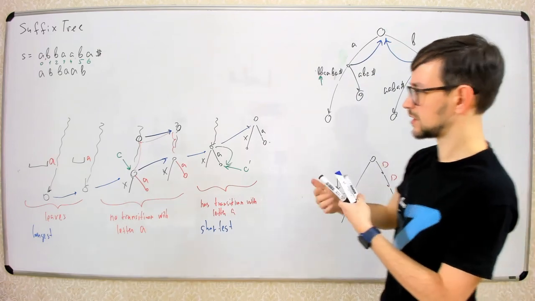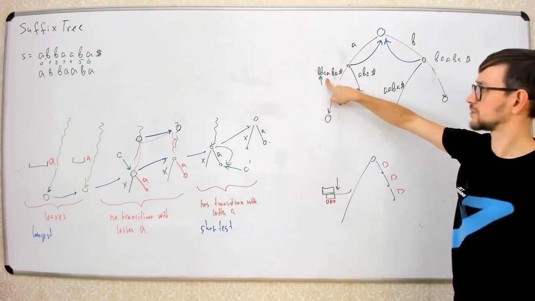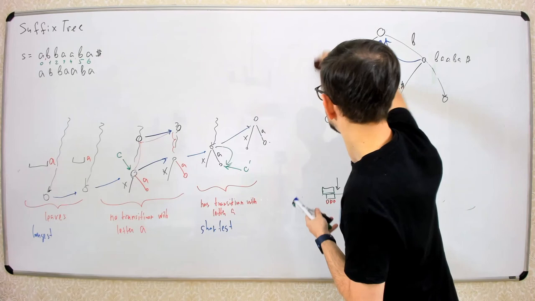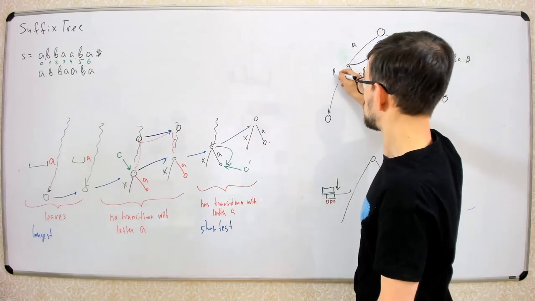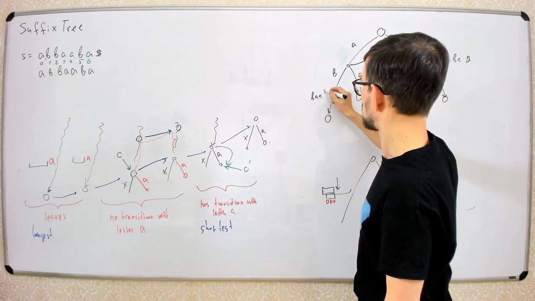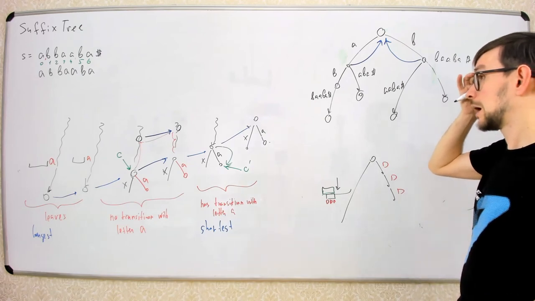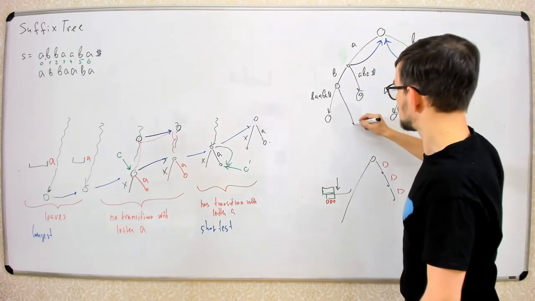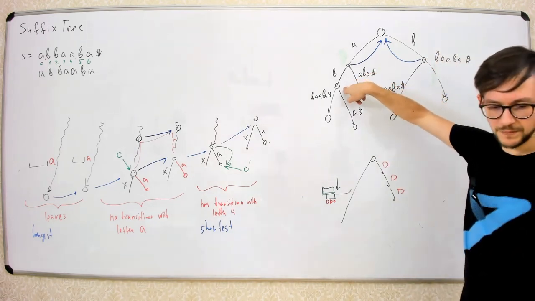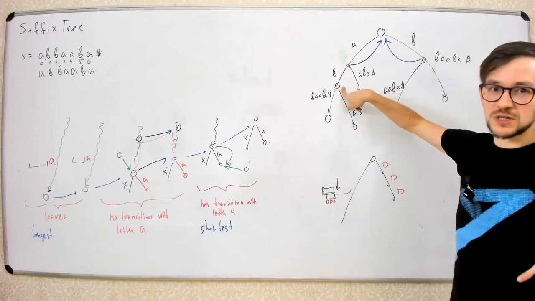Now we need to add character A. We don't have a transition with character A, so we split this edge again. And add this new edge with a dollar. Now from here we need to use a suffix link. So from here I need to use a suffix link.